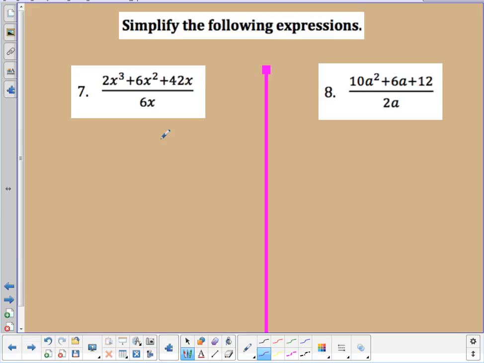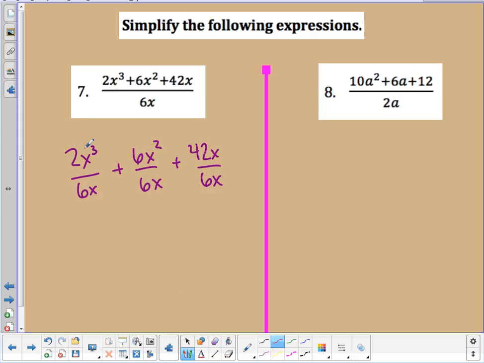Let's take a look at number 7. In number 7, I have 3 terms again on the top. So I have 2x to the 3rd over 6x on the bottom, plus 6x squared over 6x, plus 42x over 6x. So now when I simplify, again, this isn't 2/6.